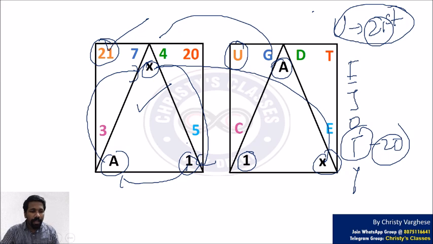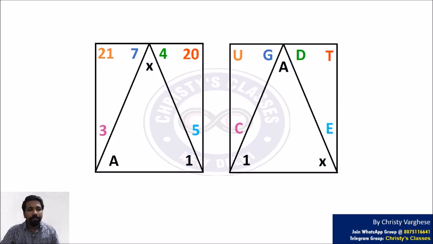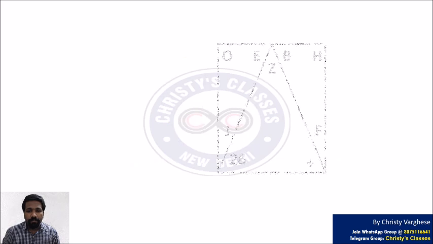So, we understood that outside the triangle, the letter's corresponding number is written. Corresponding number of the particular letter. Inside the triangle, a clockwise rotation. Outside the triangle, letter's number equivalent is written. So, this is happening inside the triangle.